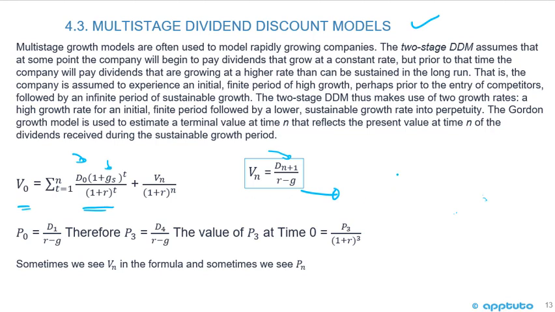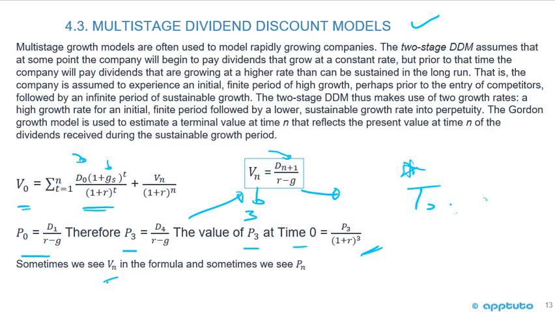Again, this is going to be easier to see through an example that we're going to do on the next slide. So again, P naught equals D1 over R minus G. Therefore, P3 equals D4 over R minus G, and that's what we're talking about. Let's say that Vn was 3 years from now, we would do D4 over R minus G. So the value of P3, we would then discount back to time 0 using our discount rate. So P3, we would discount by 3 years, because our intrinsic value is being discounted back to time 0, all right?